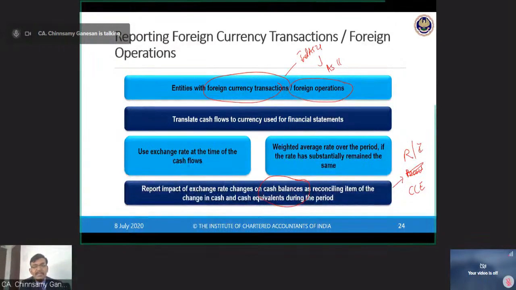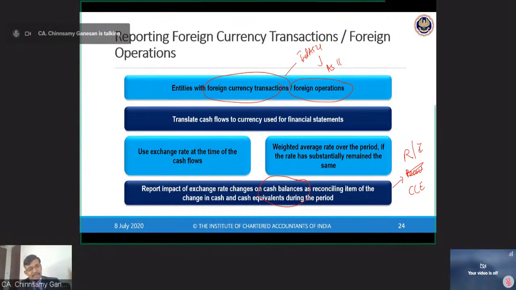What do you mean by that? You actually have a balance in the books, say for example, $100. Original investment is 45 rupees, which is an average rate. So 100 into 45, 4,500 will be shown as part of your opening cash and cash equivalent. And that is restated based on the revised rate in the current period, assuming that it's 50 rupees. 500 rupees comes as an adjustment. What you will show is the opening cash and cash equivalent, then adjustment required for foreign currency changes in cash and cash equivalent, 500.